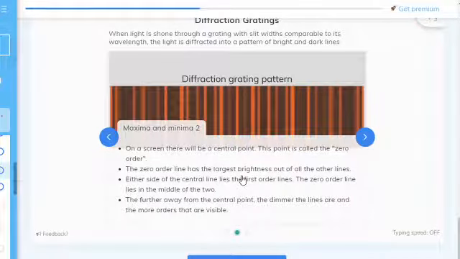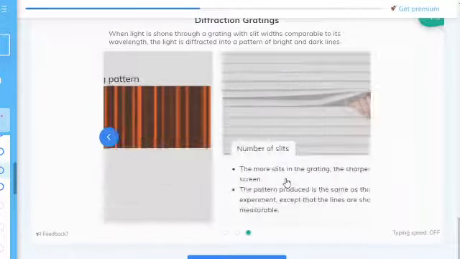Maxima and minima. On a screen there will be a central point. This point is called the zero order. The zero order line would have the largest brightness out of all the other lines. Either side of the central line lies the first order line. The further away from the central point, the dimmer the lights are and the more orders are visible.